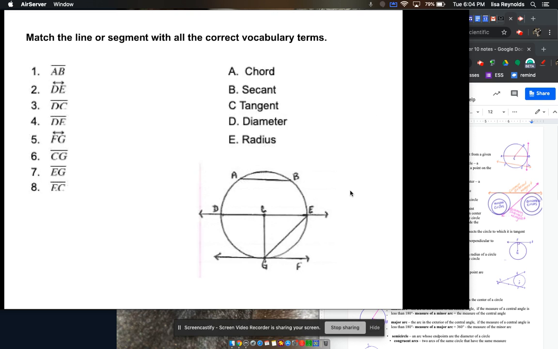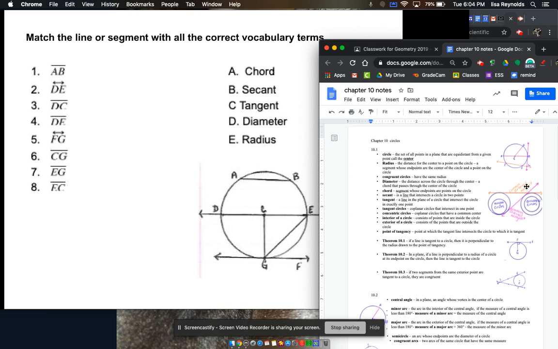Okay, so we're going to start with matching the line or the segment with the correct vocabulary term. If we pull up our notes and look, the first one that we have here is a chord. A chord is a segment who has both endpoints on the circle.